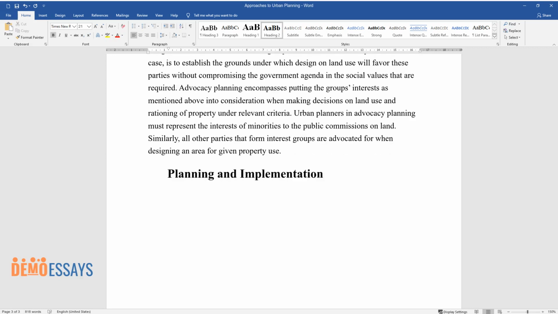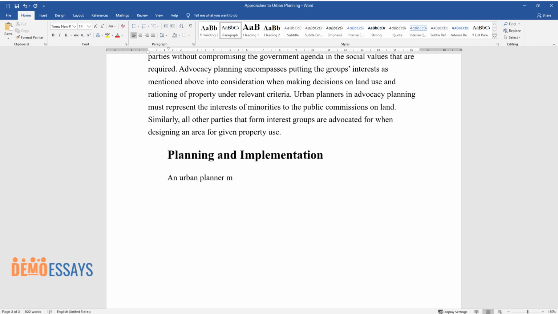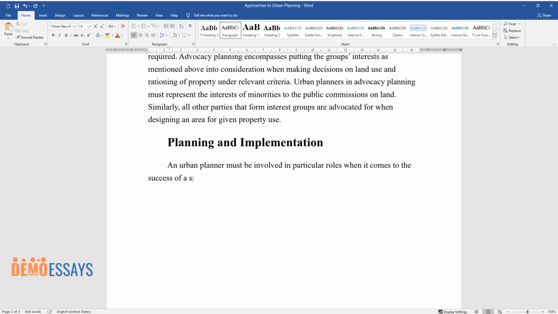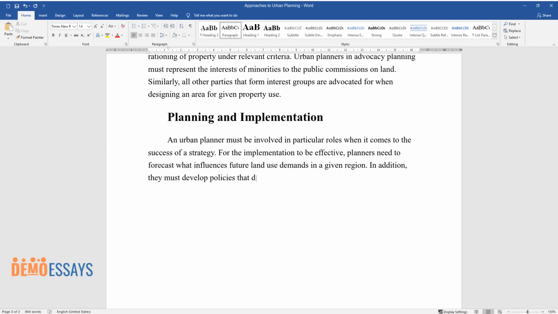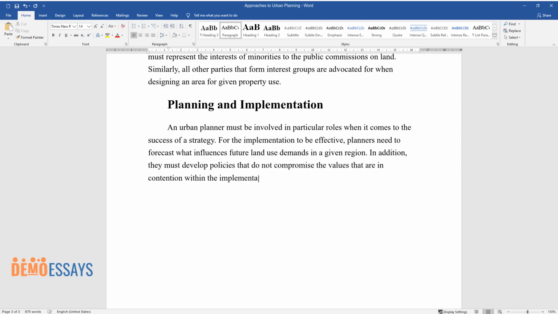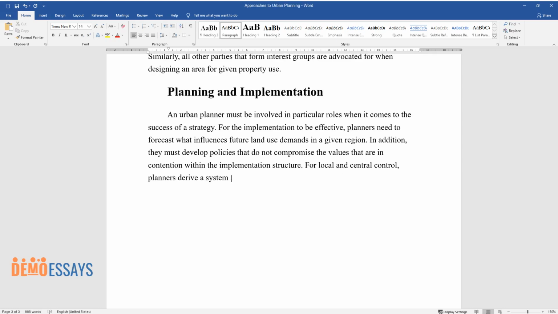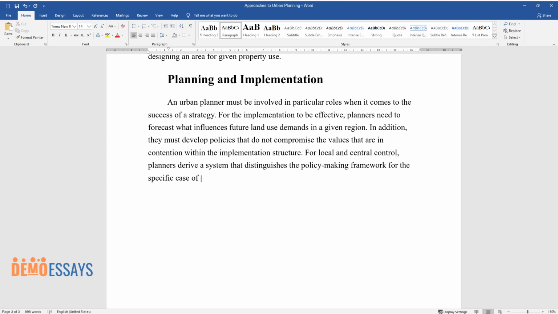Planning and implementation. An urban planner must be involved in particular roles when it comes to the success of a strategy. For the implementation to be effective, planners need to forecast what influences future land use demands in a given region. In addition, they must develop policies that do not compromise the values that are in contention within the implementation structure.